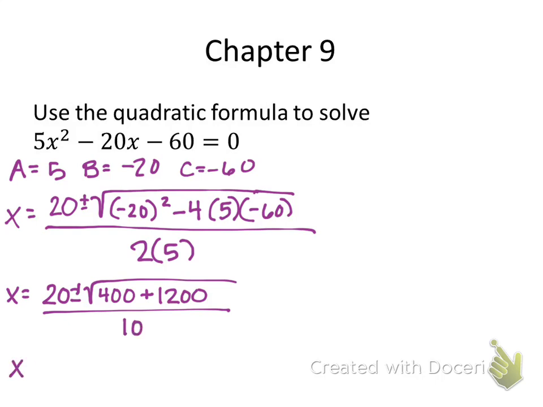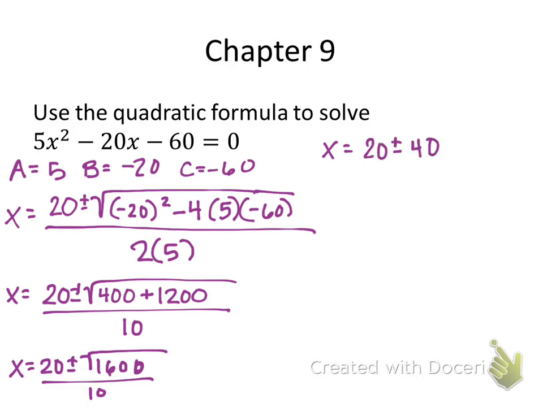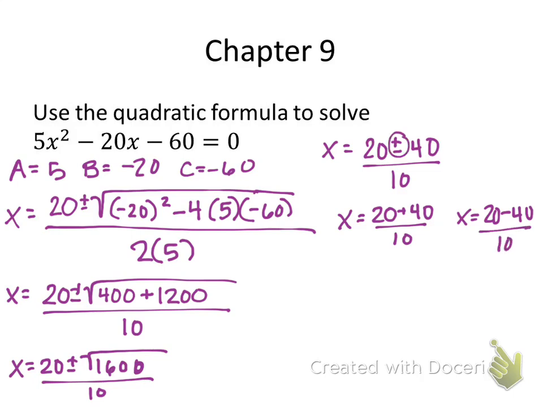Again, I'm still trying to solve everything underneath the radical. 400 plus 1200 is 1600 over 10. That's a 0. Okay? What is the square root of 1600? 40 over 10. Okay, now I've actually found the square root. So this is the part where I break it into two different problems. X equals 20 plus 40 over 10, and x equals 20 minus 40 over 10. Because this sign right here tells me I have two different problems.